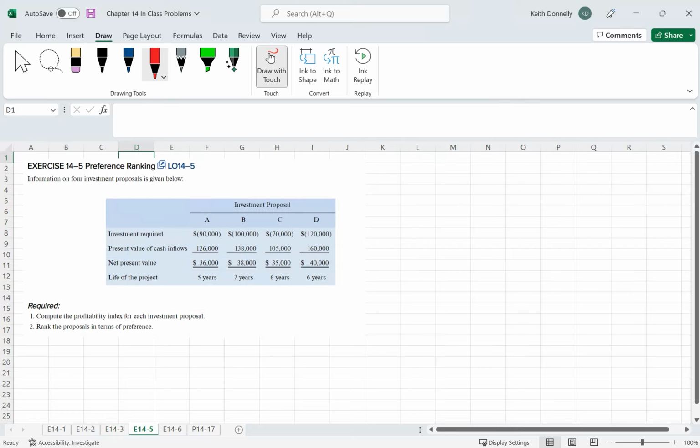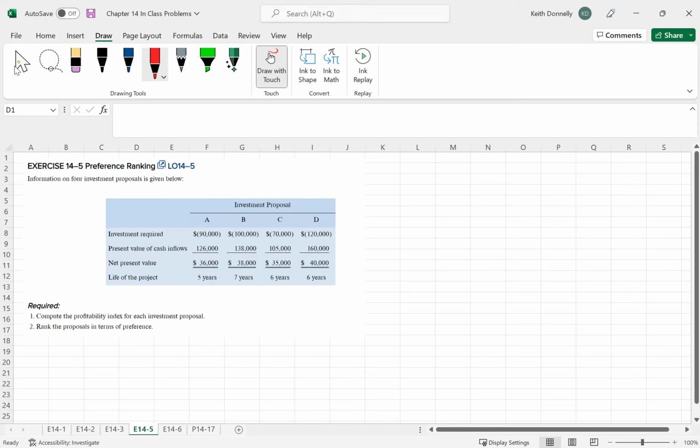All right, let's move on to exercise 14.5. For this one, they're saying information for 4 investments is given below, A, B, C, and D. Using the profitability index for each investment, rank the proposals in terms of preference. The idea is we're trying to compare different investments. We can't just use the net present value, because there are different cash flows for the initial investment, so it's not an accurate way to compare them. However, we can use the profitability index, in other words, convert the net present value in a way to compare them.